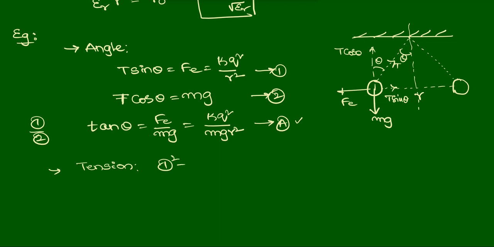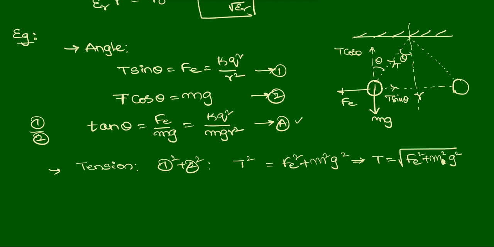For that we'll square and add these two equations, so that T squared into sin squared theta plus cos squared theta will be equal to 1. That will be Fe squared plus m squared g squared. So the tension in the string will be equal to the square root of Fe squared plus m squared g squared.